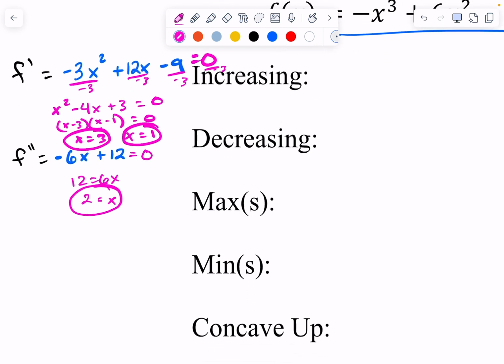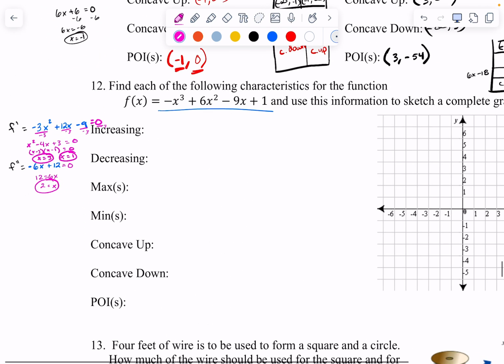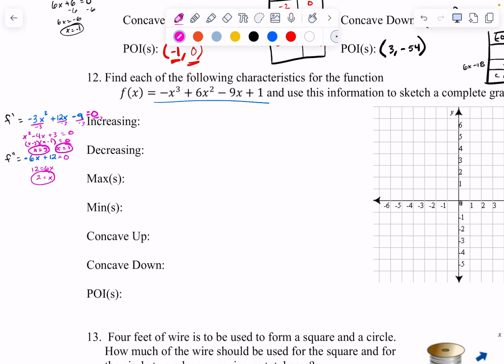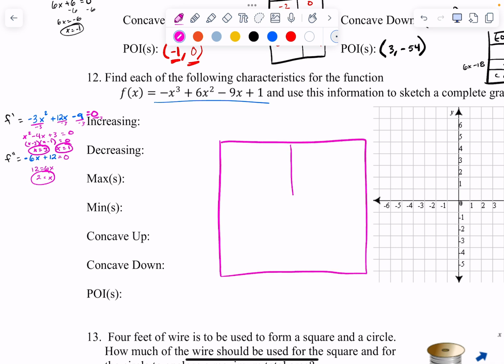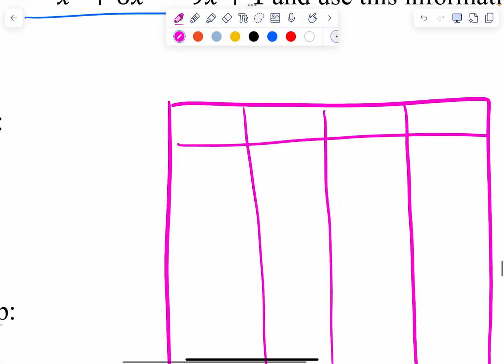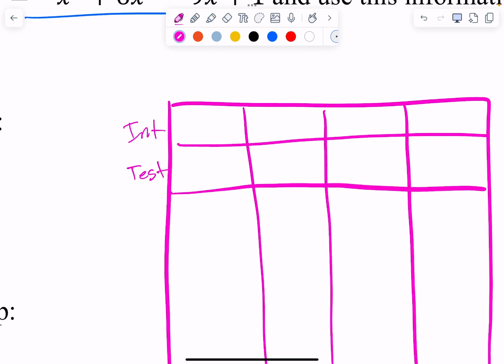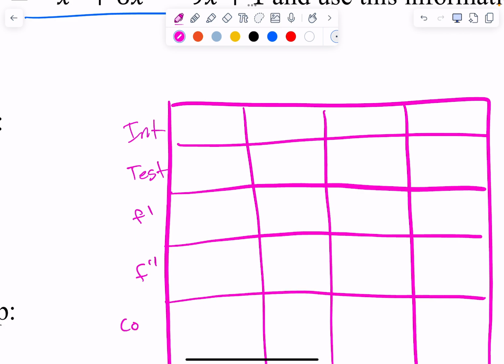All right. So we need a table that has 4 wide. I'm going to make my table right here. Okay, so we need the intervals. I need my test point. I need my f prime. I need my f double prime. And I need my conclusion.